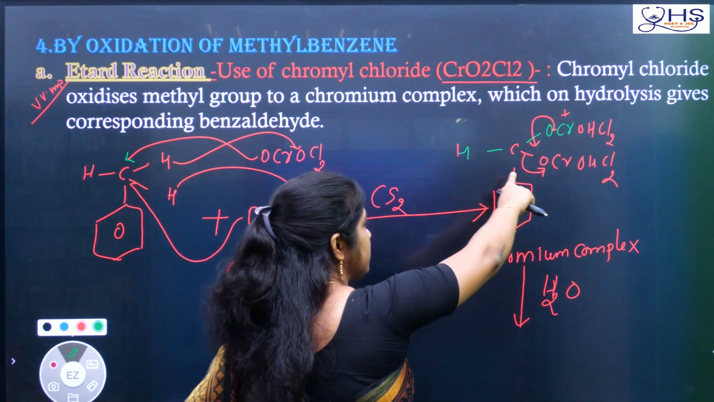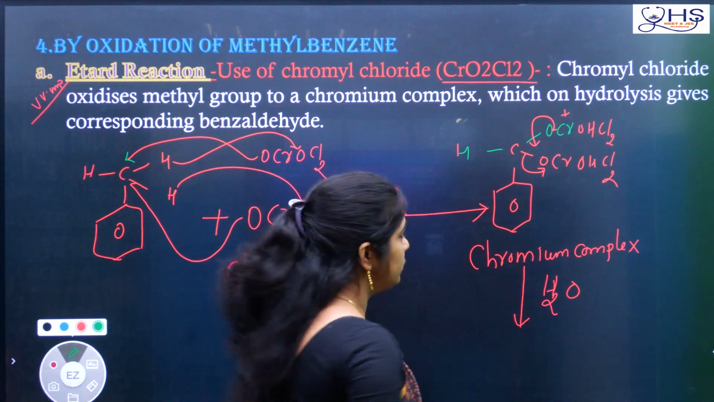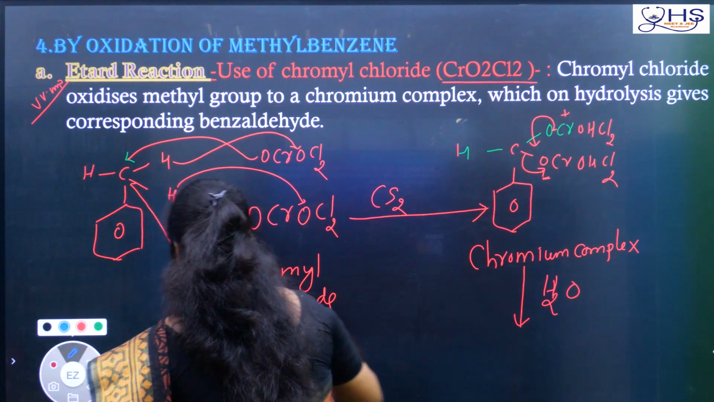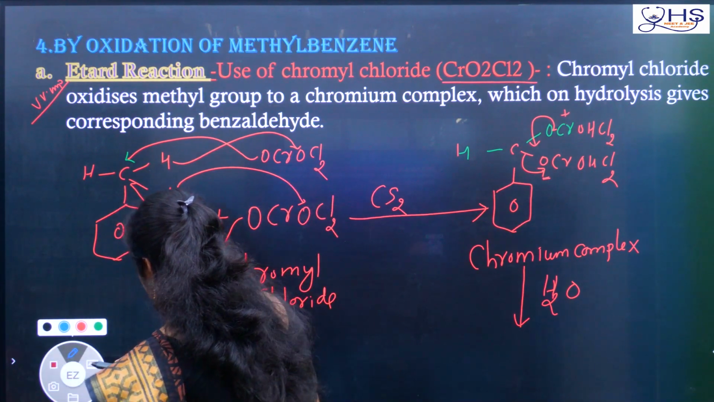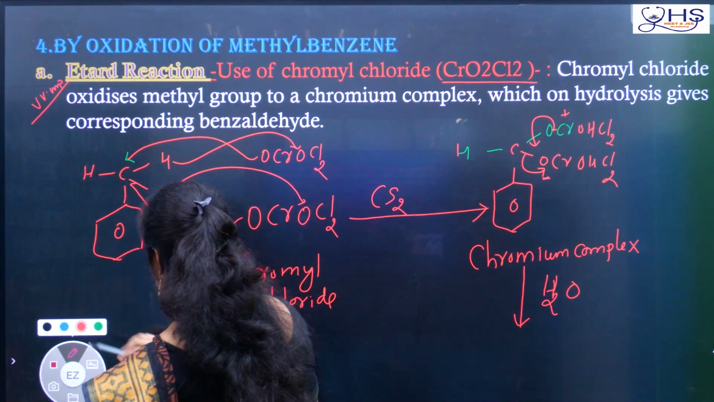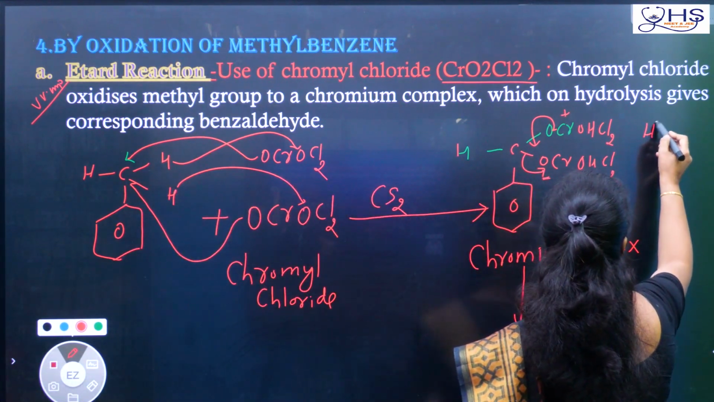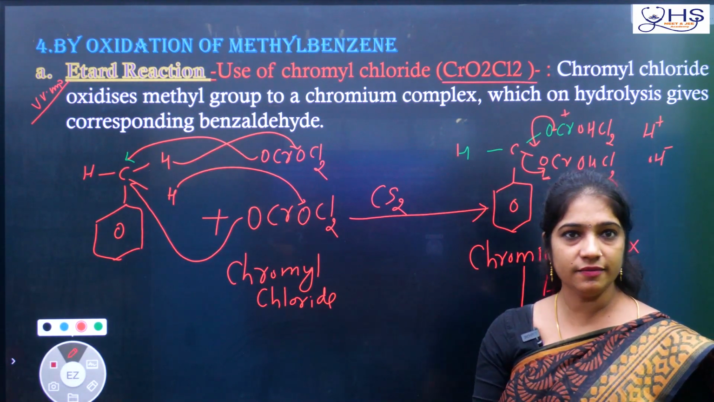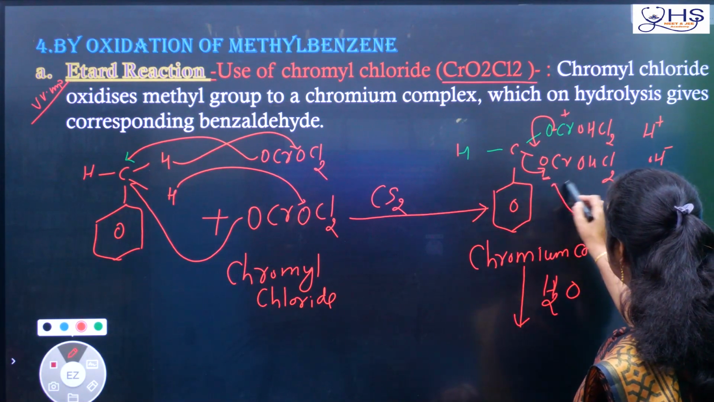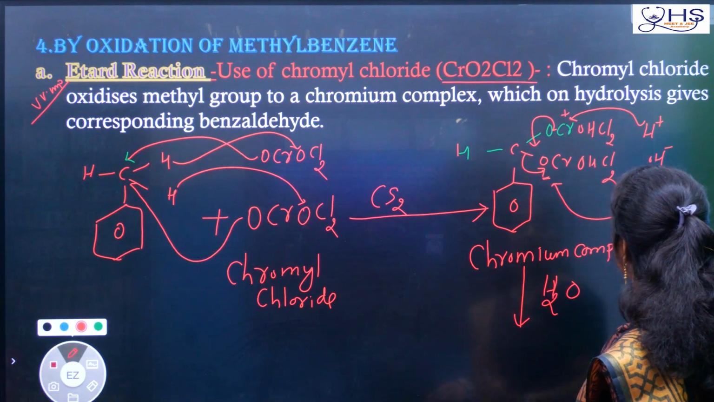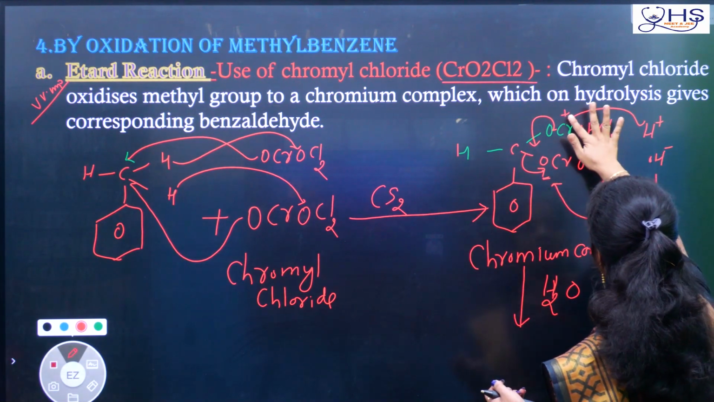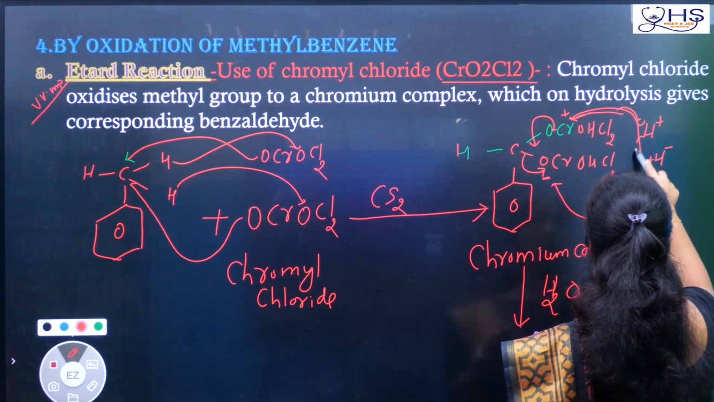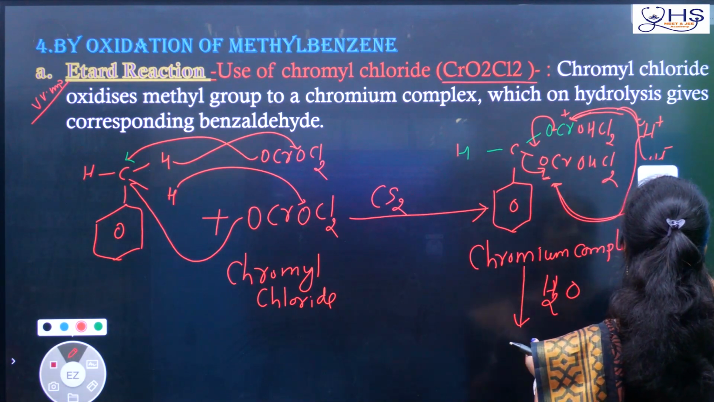Now, between this carbon and oxygen, both electrons I am shifting towards the oxygen. So, this oxygen will get a negative charge. Very simple. From water, you have H plus and OH minus. Now, tell me children, negative will take positive, positive will take negative, very simple. So, this O minus will go with this H plus, and this OH minus will go with chromium plus.